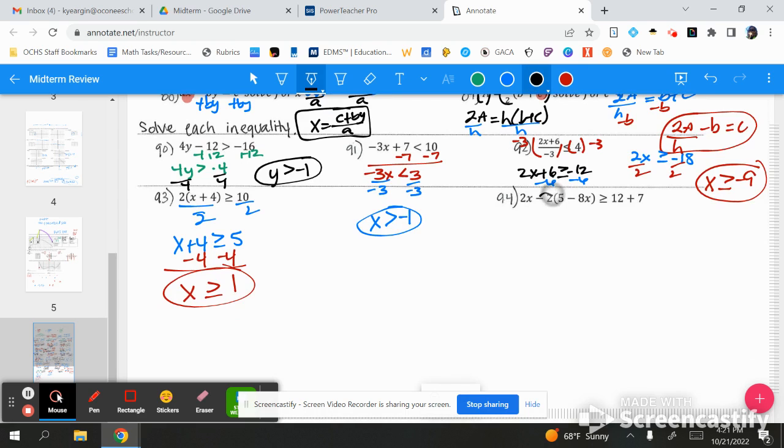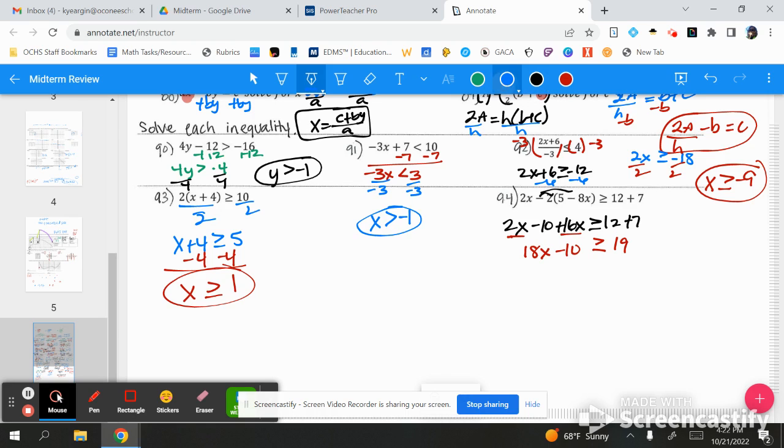Finally, I want to start by distributing. So I bring down my 2x. Negative 2 times 5 is negative 10. Negative 2 times negative 8 is positive 16x. And greater than or equal to 12 plus 7. I can combine that 12 plus 7 to give me 19. I'm also going to combine my 2x and my 16x. So I have 18x minus 10 is greater than or equal to 19.